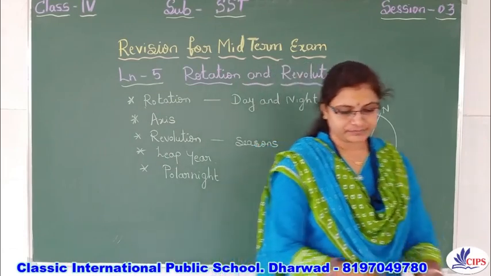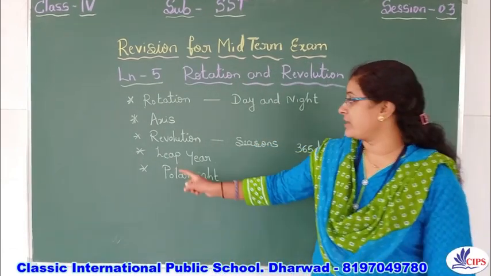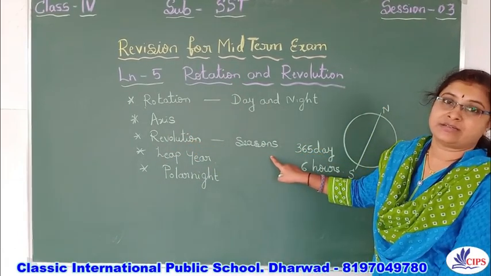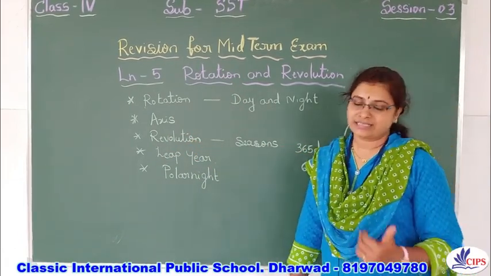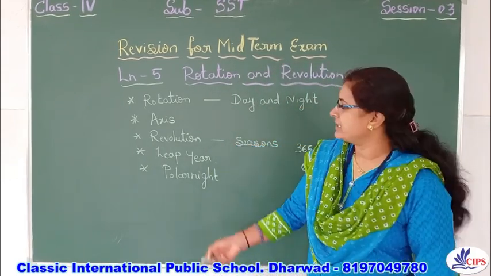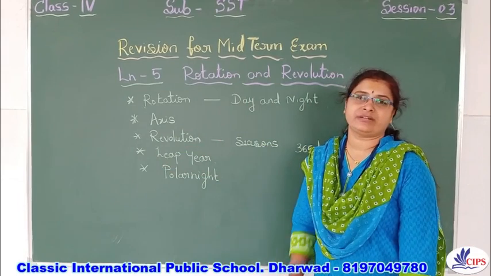Then children, come to the next point. Revolution causes the seasons. Which are those seasons? Summer, winter, autumn and spring. Next point, that is leap year.